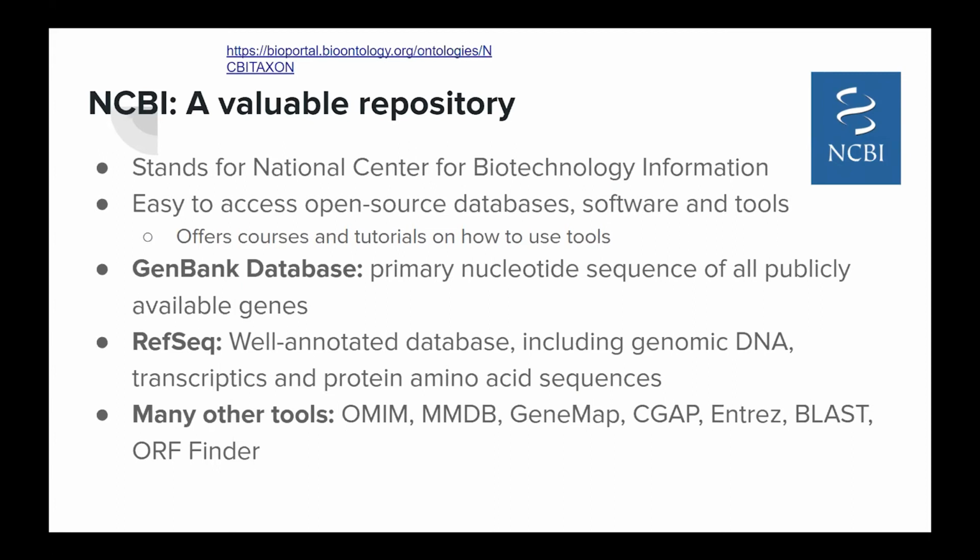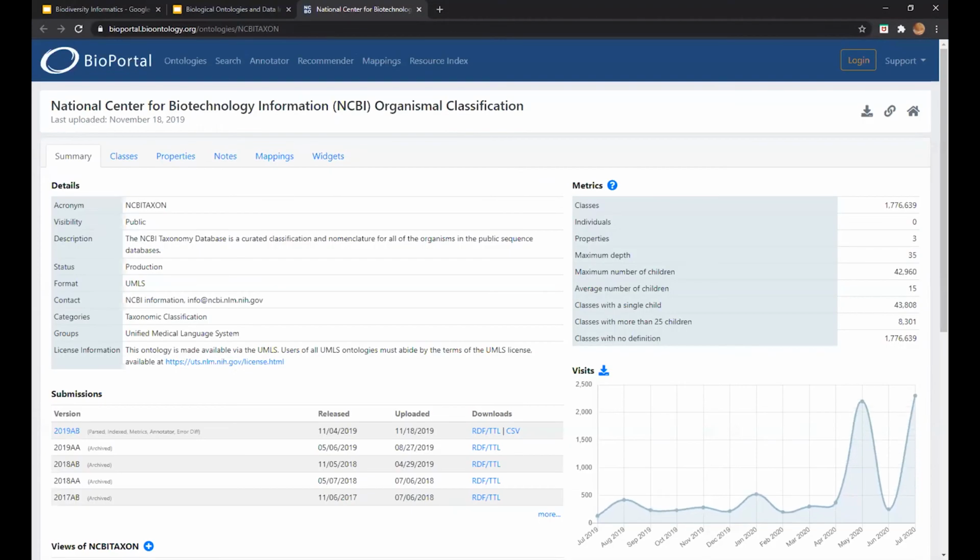The GenBank database is primarily the nucleotide sequences of all the genes that are publicly available. And then the RefSeq database is a well-annotated database, which includes DNA, transcripts, and protein amino acid sequences. And then here are all the other tools. So let me go here. It's my screen sharing the same one.